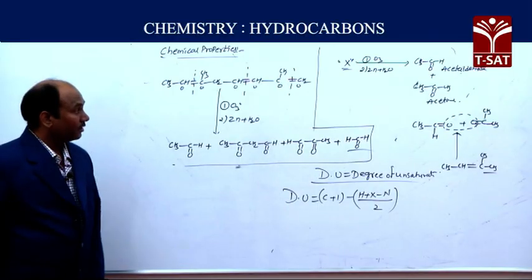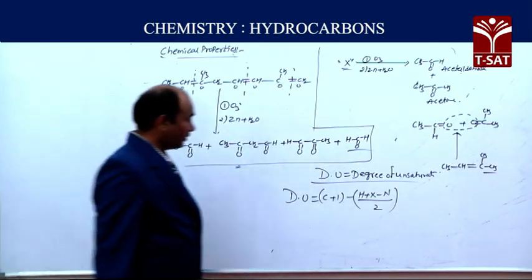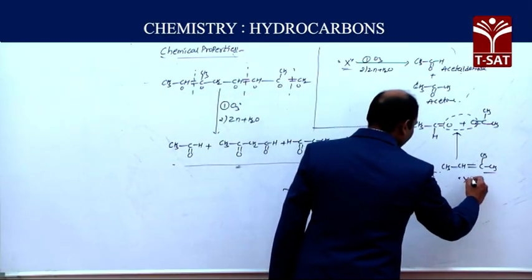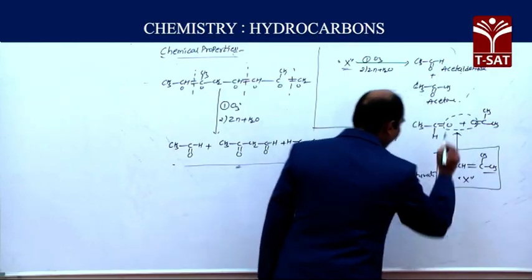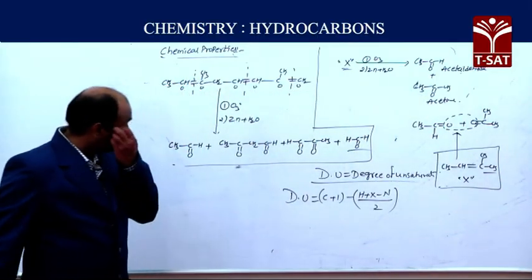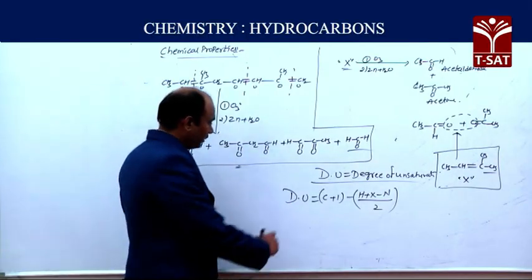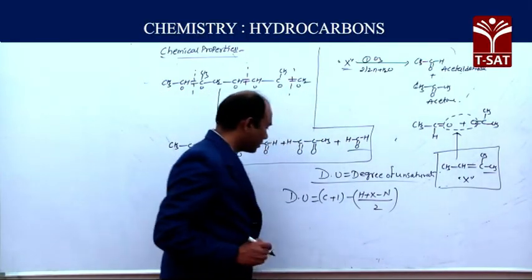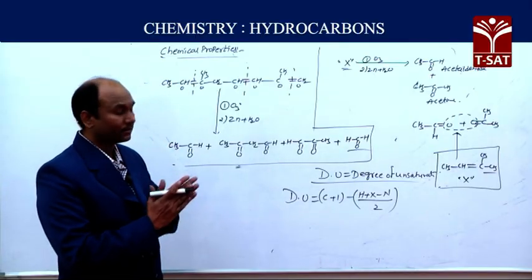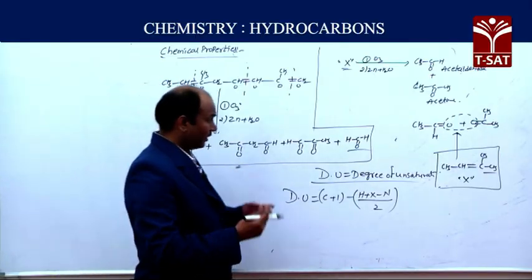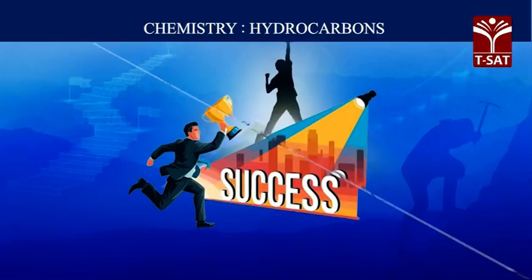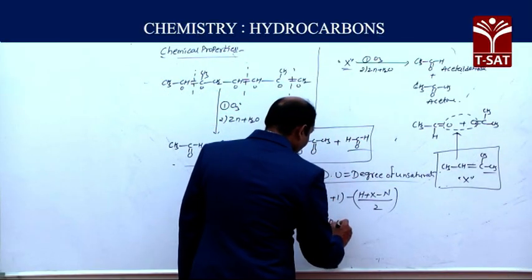That is, alkene is converted into carbonyl compound. That means this is the structure of X. So that is X. Now our question is, what is the DU of that one? DU is nothing but degree of unsaturation, C plus 1 minus (H plus X minus N) by 2, or otherwise the number of pi bonds. DU equals number of pi bonds plus number of rings.